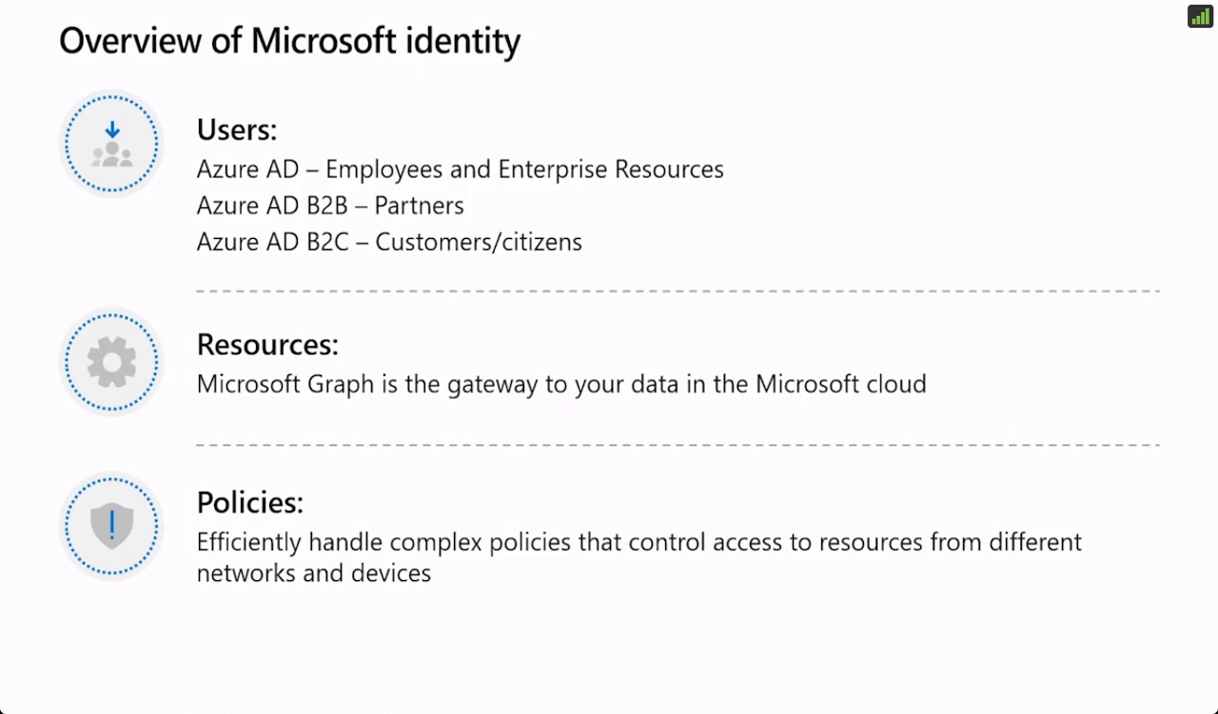Okay. So you have got your different resources in the form of Microsoft Graph. This is a gateway to the data that you have got in Microsoft Cloud. From Office 365, then Enterprise Mobility and Security, to Windows 10, Microsoft Graph enables developers to build applications that provide users access to their data, and they can access their data with Microsoft Graph by authenticating and authorizing users with Microsoft Identity. And then policies have become complicated, with users accessing resources from different networks and devices. By relying on Microsoft Identity to handle these complex policies, you don't have to implement the complex logic in your custom applications.